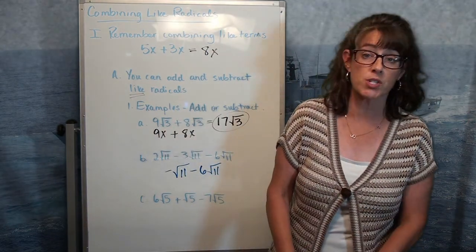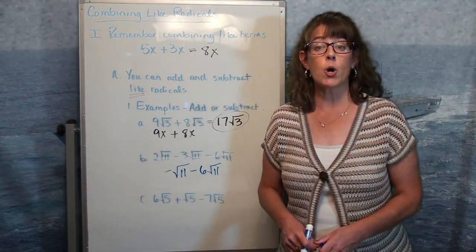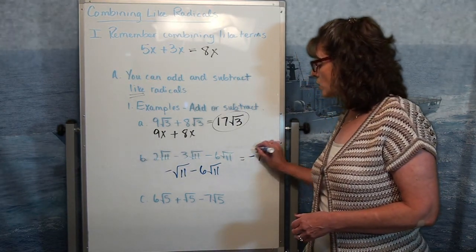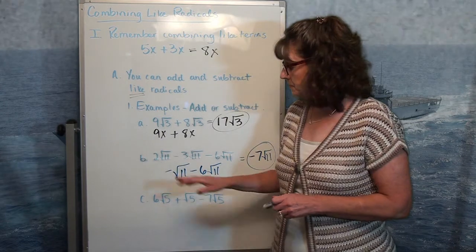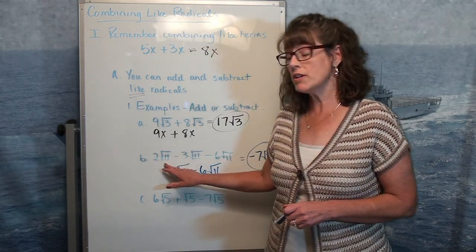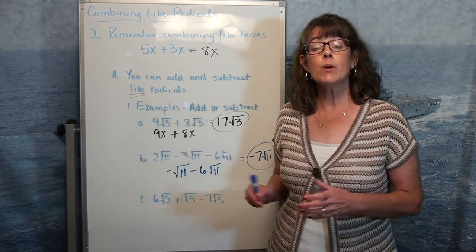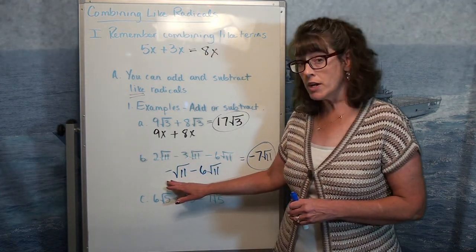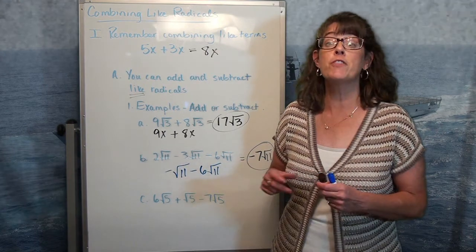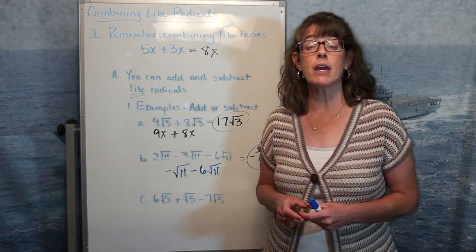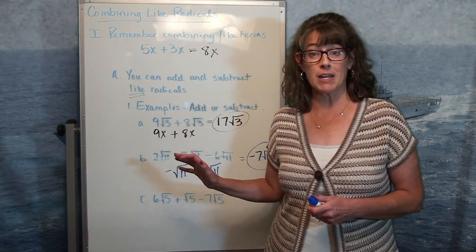I go in the hole 6 more. I am now in the hole how much? I am in the hole negative 7 of these square roots of 11. Because again, 2 of the square roots of 11 minus 3 of the square roots of 11 gives negative 1 of these square roots of 11, minus 6 of these square roots of 11. So once again, I'm going to work those coefficients. I'm going to retain what's making them alike. The radicals are what's making them alike.